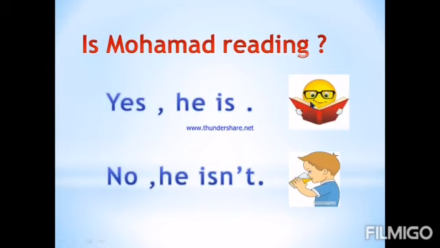Okay, now look at this picture and say after me. Is Muhammad reading? His name is Muhammad. If he is reading, I say yes, he is. Here, no, he isn't. So to make the question form of ing, we start the question with is, are or am. For singular, we use is. Again, look at this picture. Is Muhammad reading? Yes, he is. In this picture, is Muhammad reading? No, he isn't.